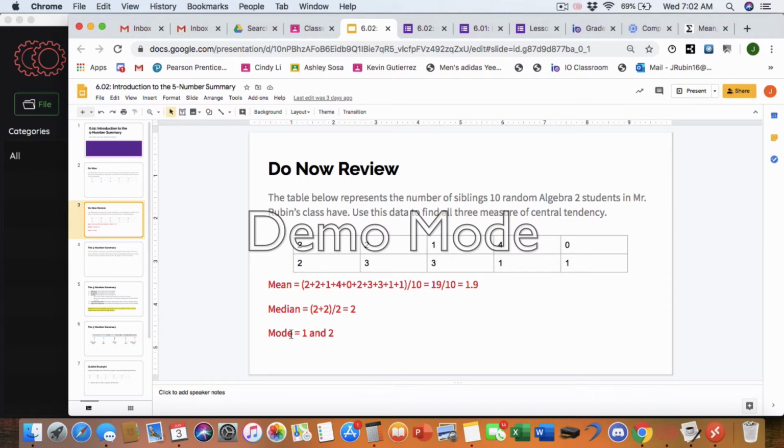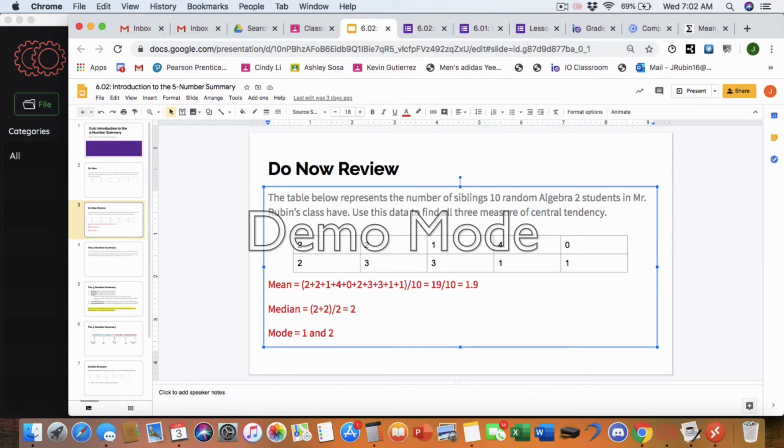And then mode. So this is an example of multiple modes. So one sibling was seen three times. One, two, three. Two siblings was seen three times. One, two, three. Therefore, mode is one and two.